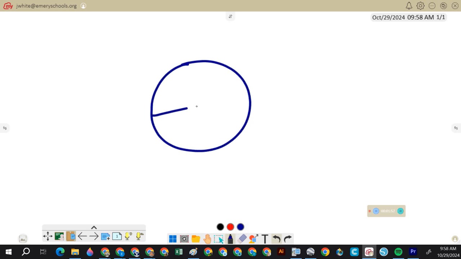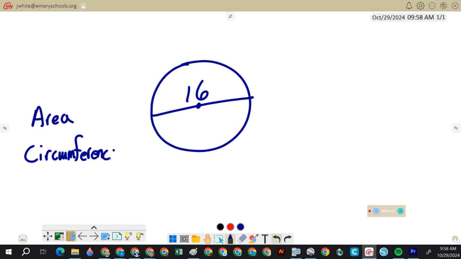What if I had a circle with a diameter equal to 16? And I wanted to know the area and the circumference. You've probably seen these problems before. The area formula is A equals pi r squared, and let's put a unit on this, like 16 inches. And circumference, the formula is C equals 2 pi r.